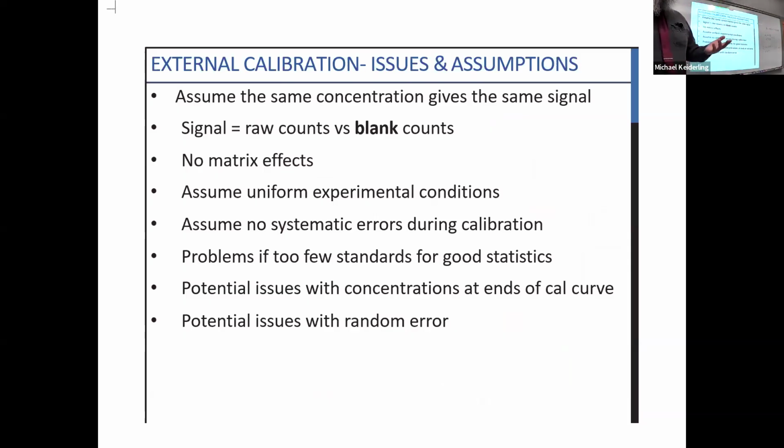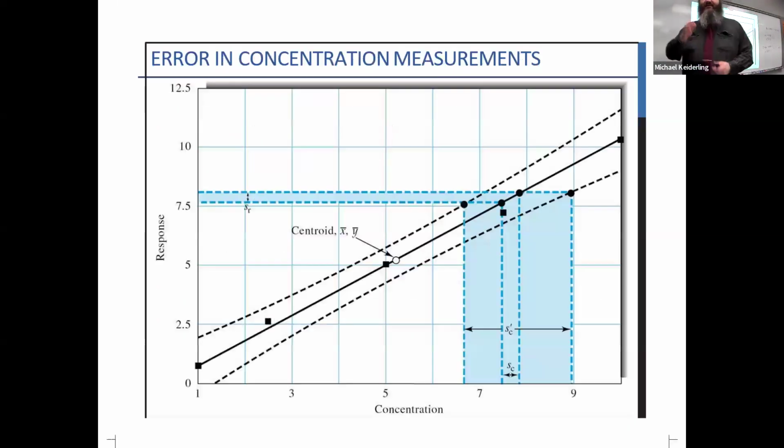If you have too few standards, you can have problems getting good statistics, and there are some potential issues with concentrations at the ends of the calibration curve, and some potential issues with random error. But this is a fairly common way of calibrating these things. So the error sort of spreads out towards the ends.